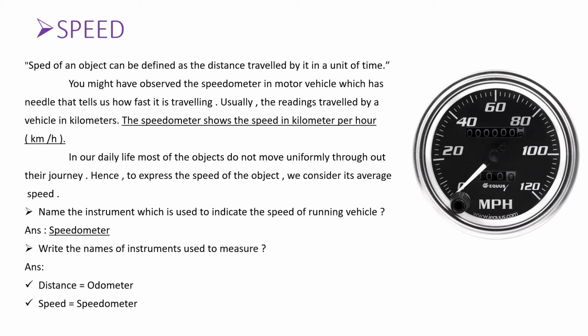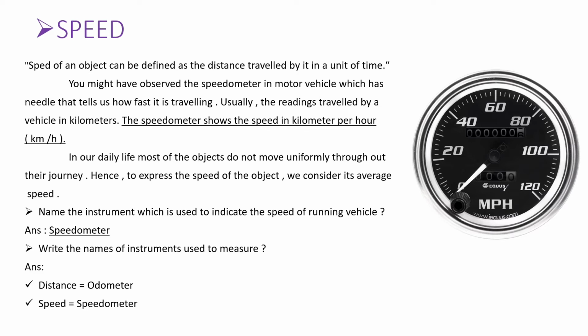You might have observed the speedometer in motor vehicles, which has a needle that tells us how fast it is traveling. The reading of the odometer shows the distance travelled by a vehicle in kilometers. The speedometer shows the speed in kilometers per hour. In our day-to-day life, most objects do not move uniformly throughout their journey.